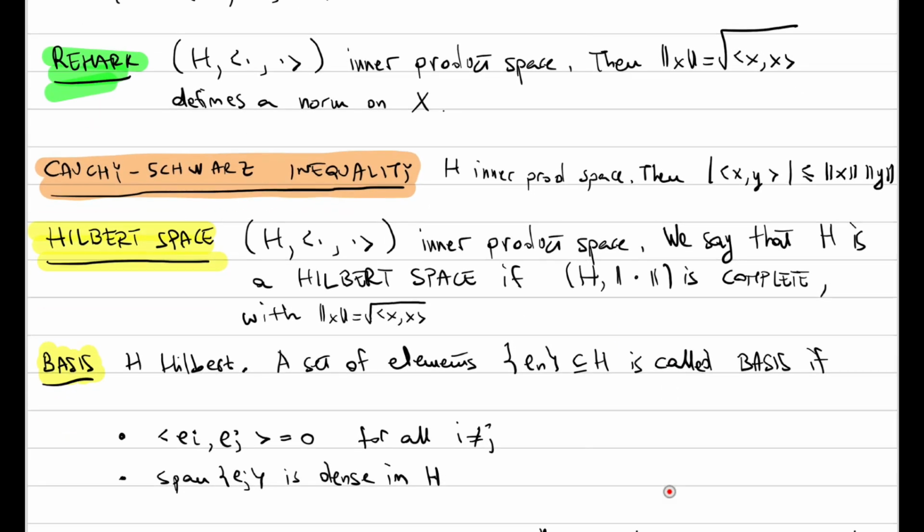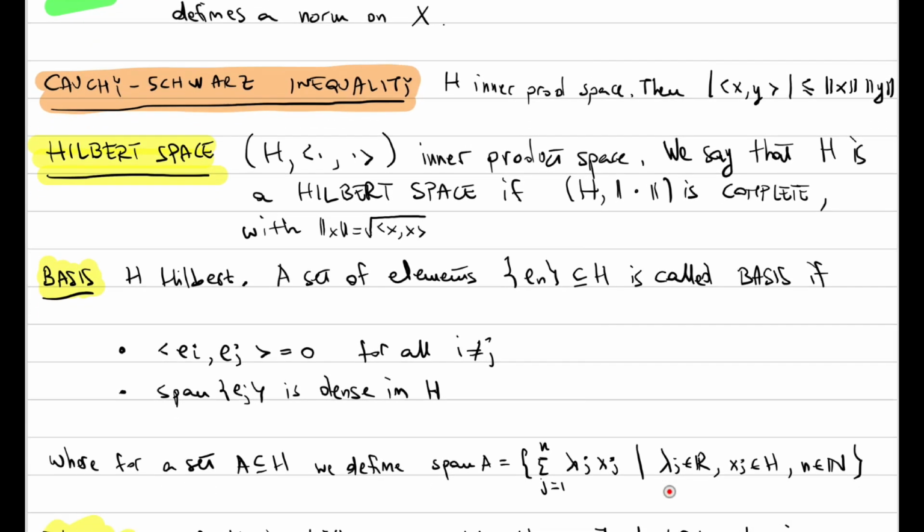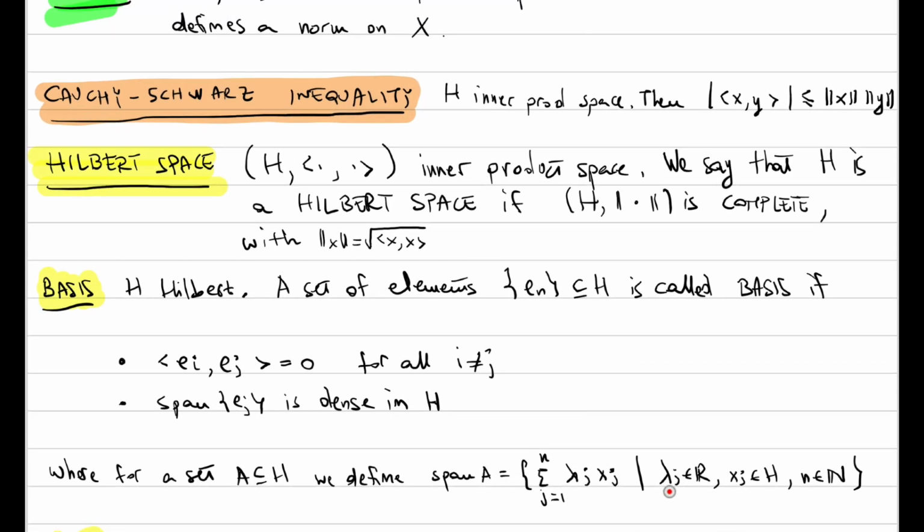Okay, so now let's introduce the concept of basis, which is very useful in many applications, because as it turns out many Hilbert spaces admit a basis. So let H be Hilbert, and a set of elements e_n contained in H. e_n here is intended to be countable actually, so n ranges in the natural numbers.